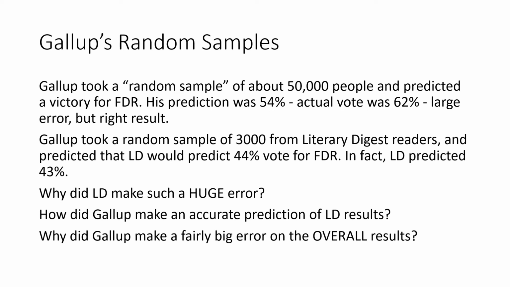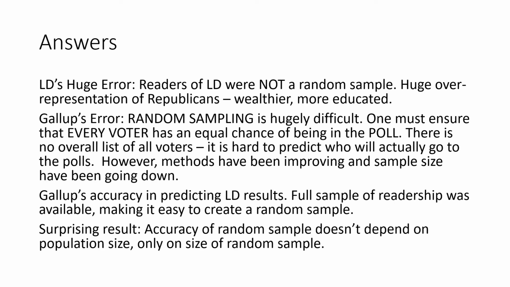So there are three questions. Why did Literary Digest make such a huge error? How did Gallup make an accurate prediction of the Literary Digest results? And why did he make such a big mistake on the overall election results, even though he got it right? There is a simple answer for the first. The Literary Digest's huge error was because the readers of Literary Digest were not a random sample from the population. There was a huge over-representation of the wealthier and more educated people, and that's where the Republicans are. So their poll was heavily biased in favor of Republicans, which is why they went wrong.